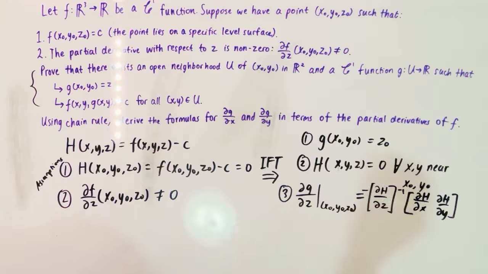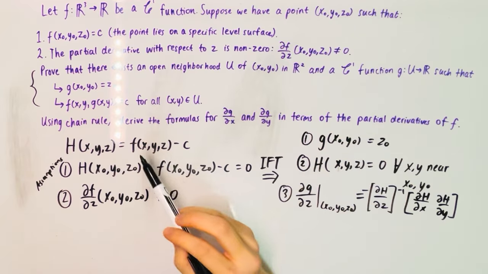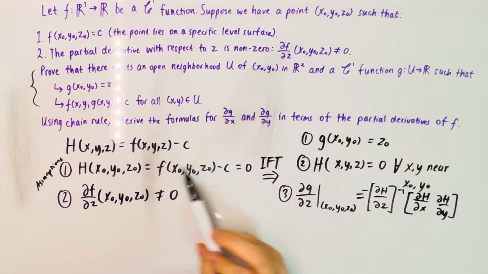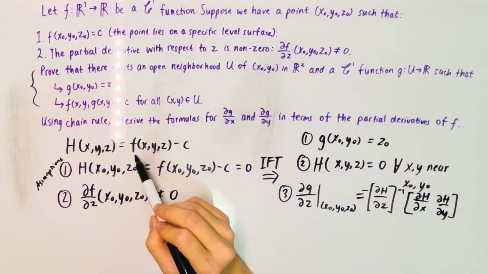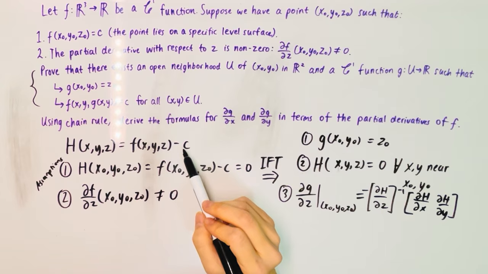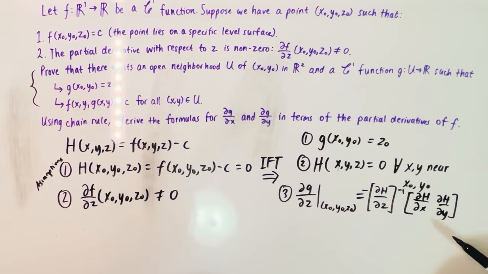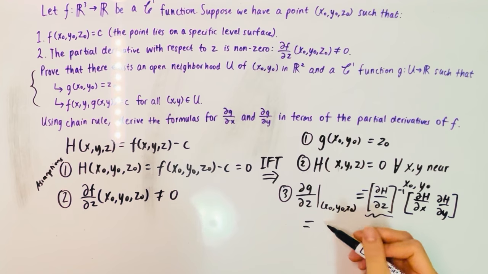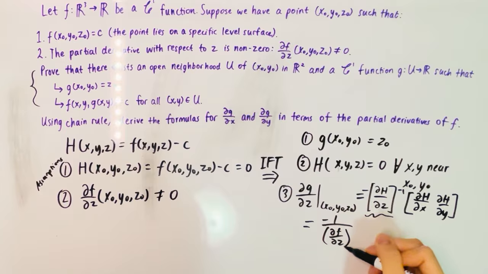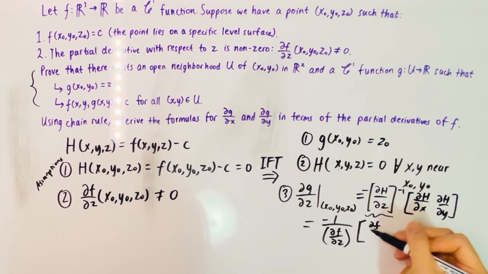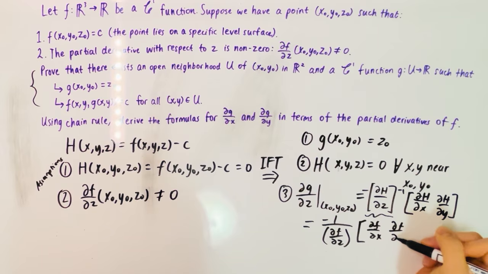All right, so now that we know this, we can use the chain rule. Notice that when we take dh dz, that's just going to be equivalent to df dz, because the constant will go away, and same with dh dx and dh dy. Also notice that this will just be a scalar, because it's a 1-by-1 matrix. So that's just going to equal negative 1 over df dz times df dx, df dy.